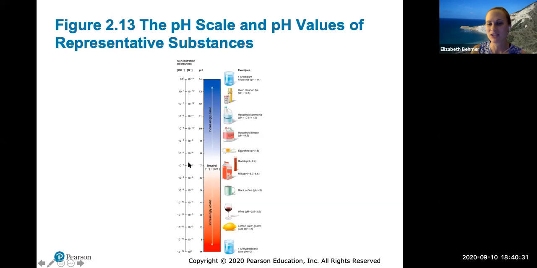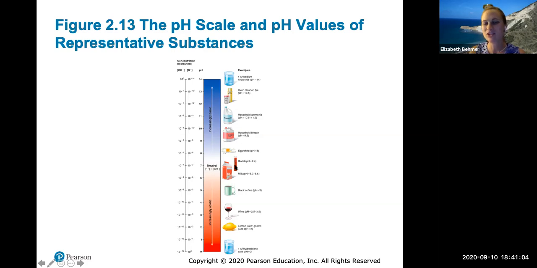Here's the pH scale. Again, you don't necessarily need to understand the concentration in moles per liter. I just want you to know that 0 to 6.99 is acidic, 7 is neutral, and anything over 7 would be considered basic. Basic is at the top, and very acidic is at the bottom. So hydrochloric acid is extremely acidic, then lemon juice, wine, black coffee, and milk is slightly acidic.